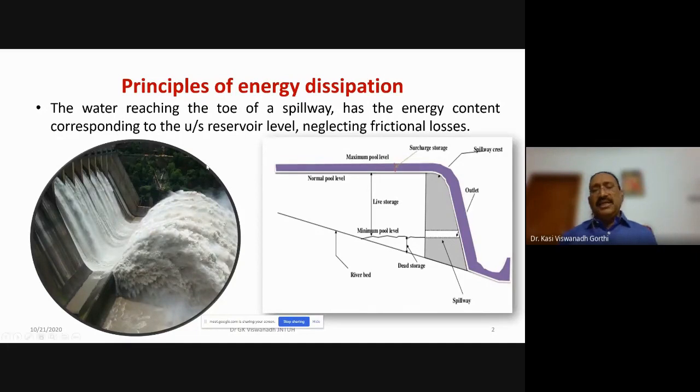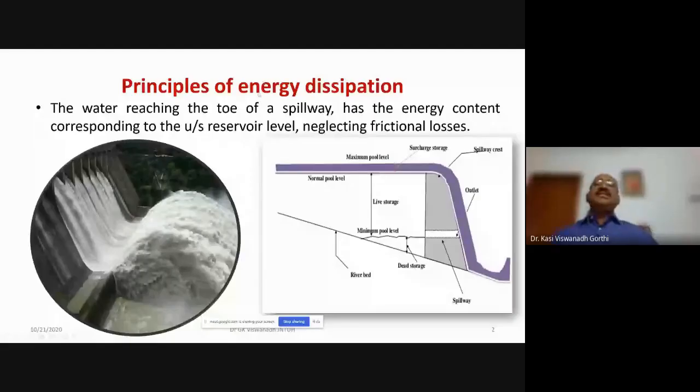So when this water falls, maybe from the normal pool level to the maximum pool level, the water flowing over the crest of the spillway comes out and falls at the downstream foot of the spillway. As such, a lot of energy gets converted, and more and more kinetic energy will be there at the time of striking the downstream foot of the spillway. So we need to look at this energy and the additional energy to be dissipated safely.